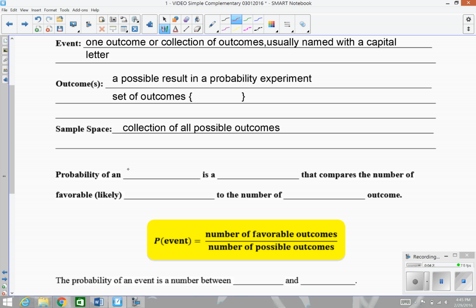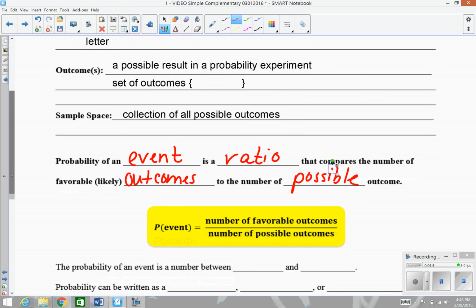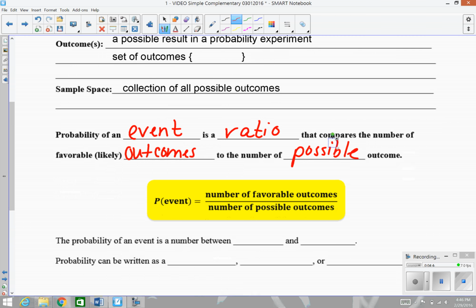The probability of an event is a ratio that compares the number of likely outcomes to the number of possible outcomes. We'll be looking at that throughout this packet. Whenever you see this notation, P with parentheses, you're finding the probability of whatever it's asking you to find. The probability of flipping heads, the probability of rolling a 3, the probability of making purple with your color wheel.